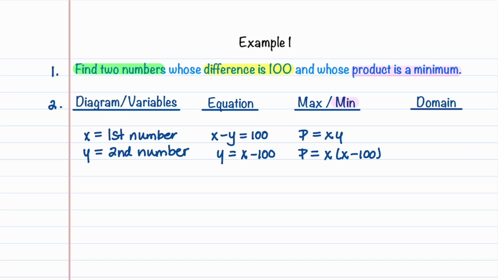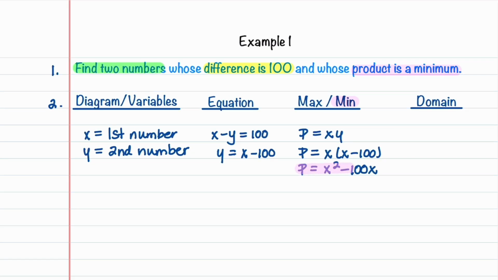In the next step, we will need to find the derivative of p. So what we need to do now is rewrite p in the best way that makes the derivative as easy as possible. I'm going to write this as p is equal to x squared minus 100x. That way we won't have to use the product rule. I'm going to highlight our product because we're going to need to refer back to that.